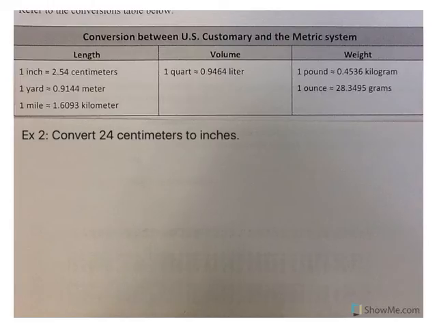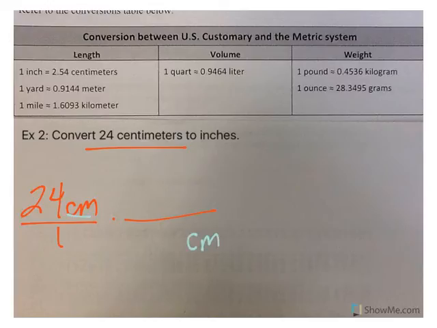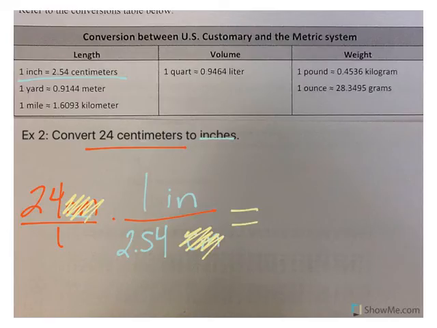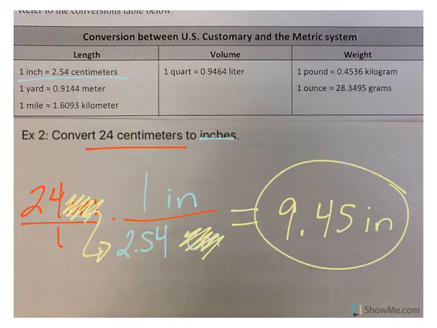In example 2, we're going to convert centimeters to inches. So now we're going to go the other way. I start with what I'm given, 24 centimeters. To get rid of centimeters on the top, I have to put centimeters on the bottom. I know there are 2.54 centimeters to 1 inch, and that's where I want to be. So this allows my centimeters to go away. Because the 2.54 is in the denominator, we're going to divide. 24 divided by 2.54 gives me 9.45 inches.